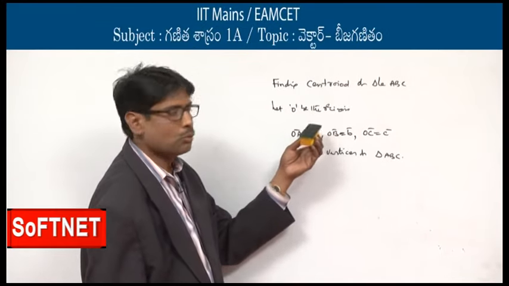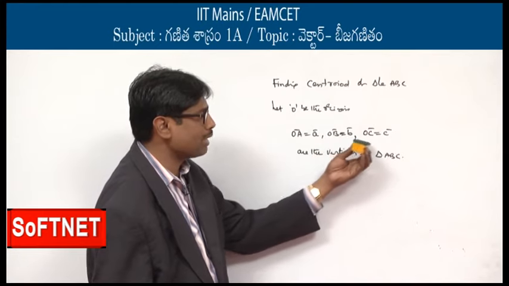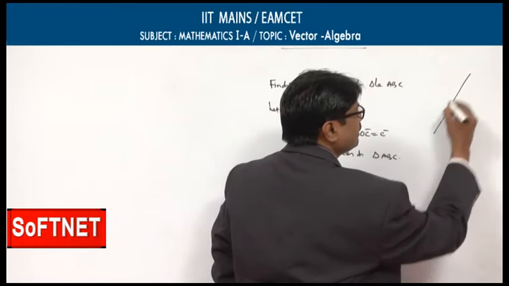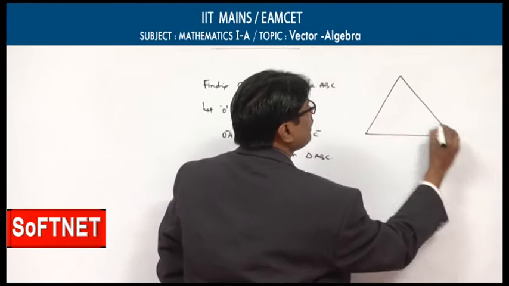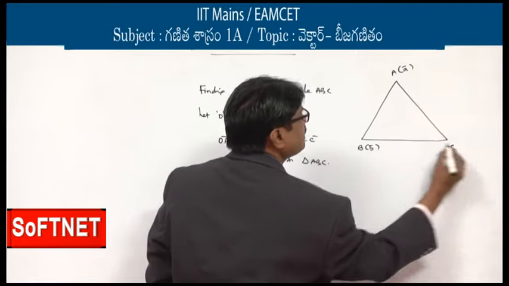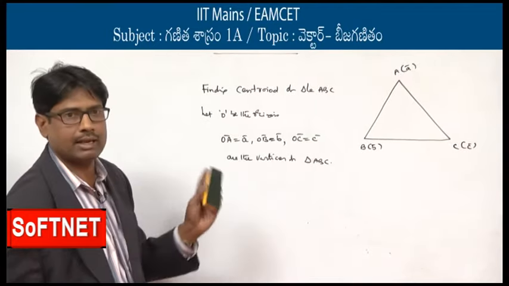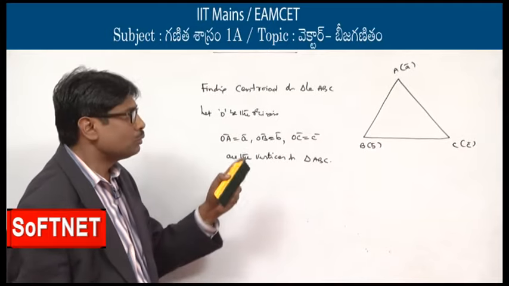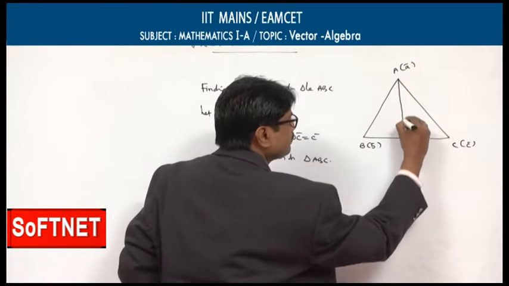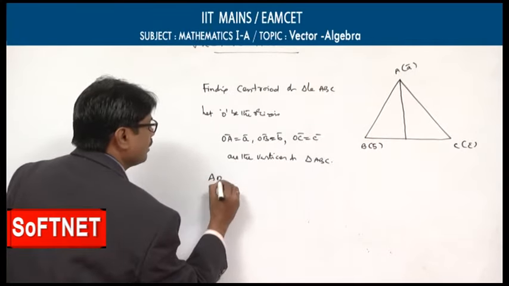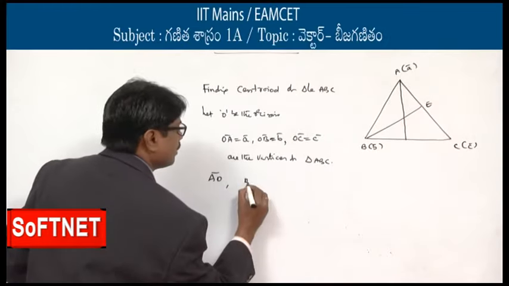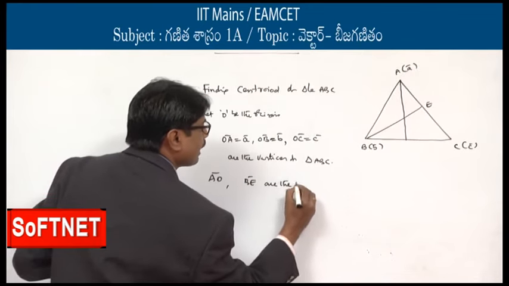Consider O the origin, OA bar equal to A bar, OB bar equal to B bar, OC bar equal to C bar, the vertices of a triangle ABC. You draw one triangle ABC and define the origin. You may take the origin inside or outside of the triangle ABC. A bar, B bar and C bar are the vertices of a triangle ABC. To find the centroid, first we will define the medians. AD bar and BE bar are the medians of the triangle.